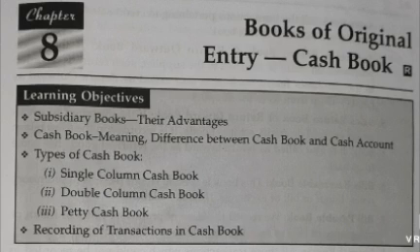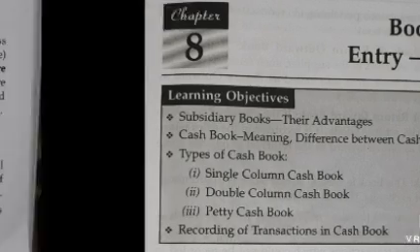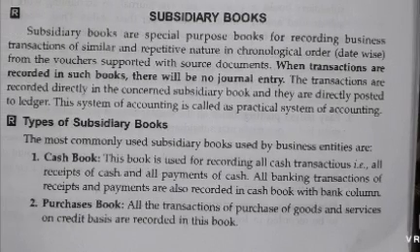So let us understand the first topic, that is subsidiary book. Now, what is subsidiary book? Subsidiary books are special purpose books for recording business transactions of similar or repeated nature, and they are recorded in chronological order with the support of the voucher.